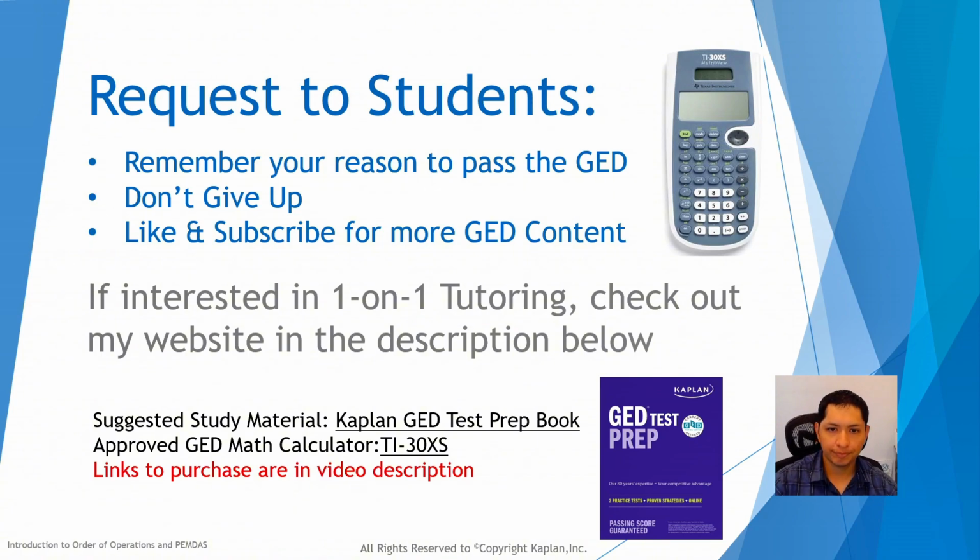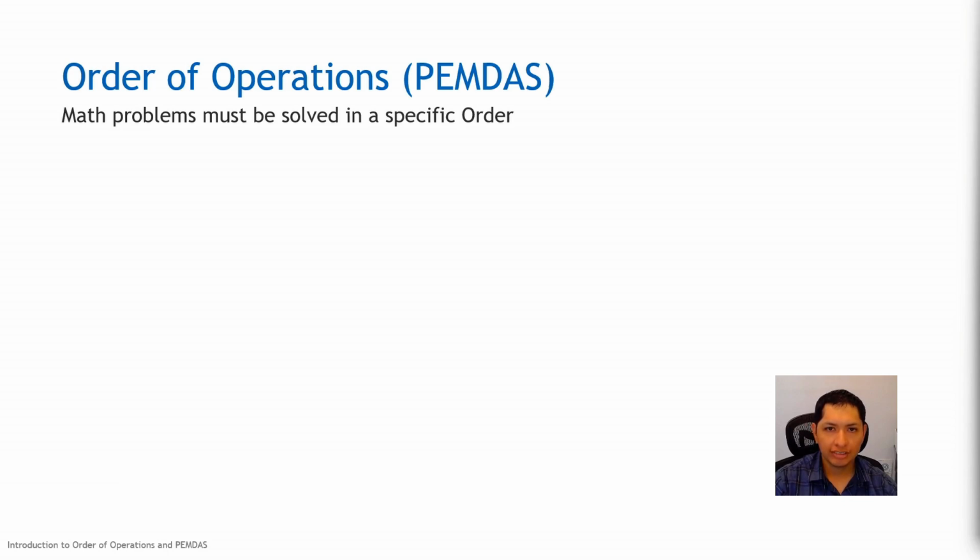All right, let's get started. Order of operations says how math problems must be solved in a very specific order. Solving them out of this order will give you the incorrect answer, and the order is as follows.